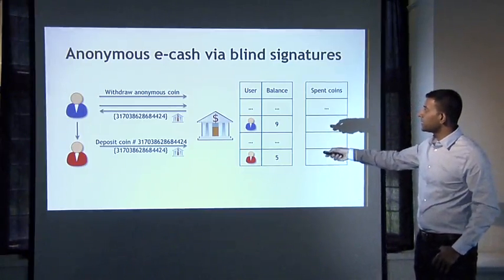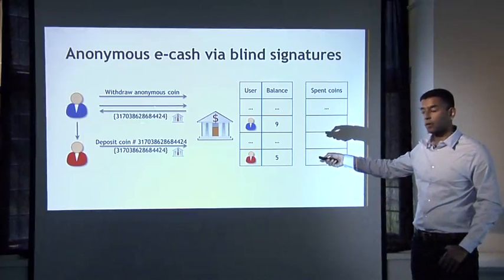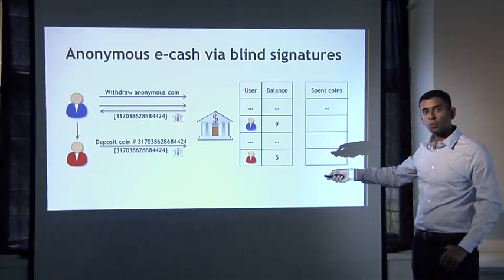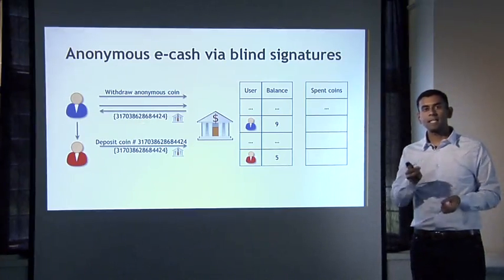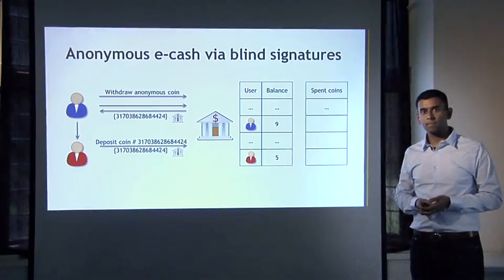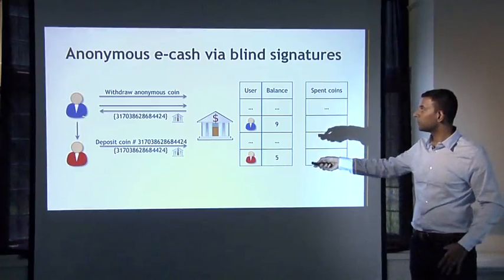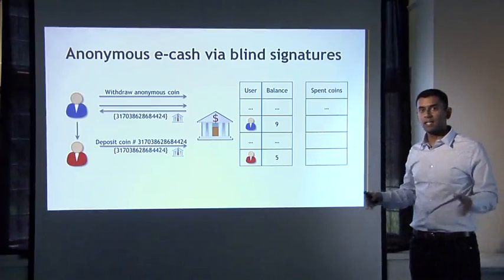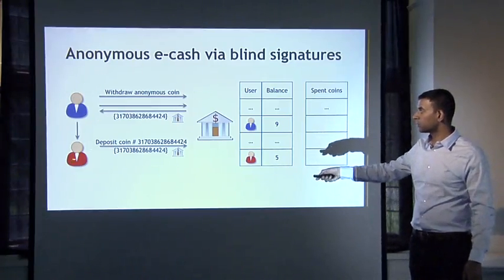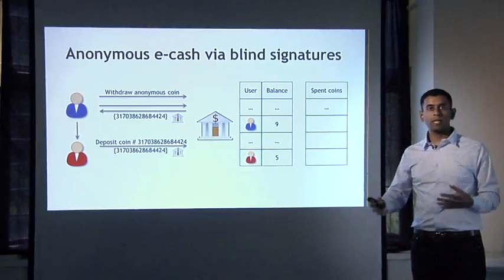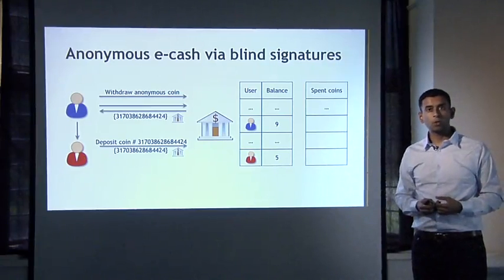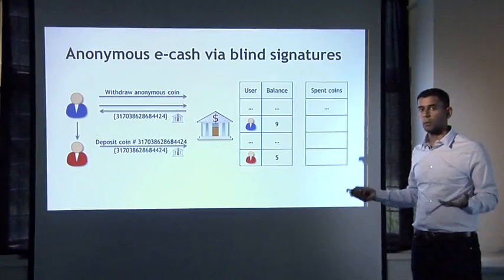And since the bank didn't see the serial number the first time around, the bank does not know which user initially withdrew this anonymous coin. And that's the key anonymity property. In the period of time between the blue user withdrawing this coin and then perhaps much later sending it to the red user who immediately deposits the coin, many other pairs of users might have deposited and withdrawn coins, and the bank has no way to tell them apart.